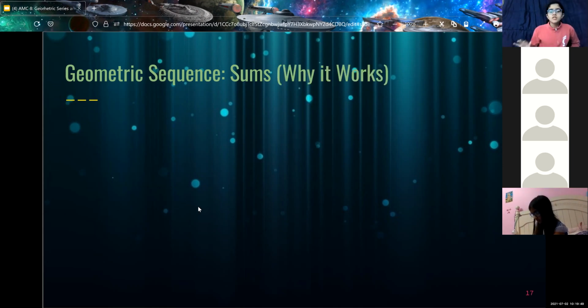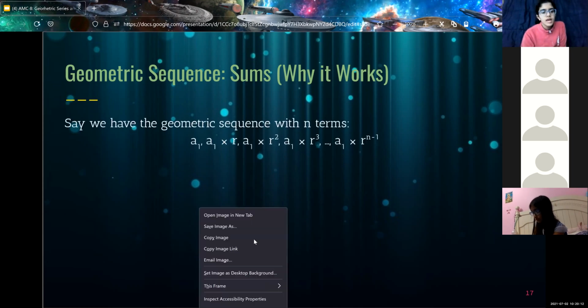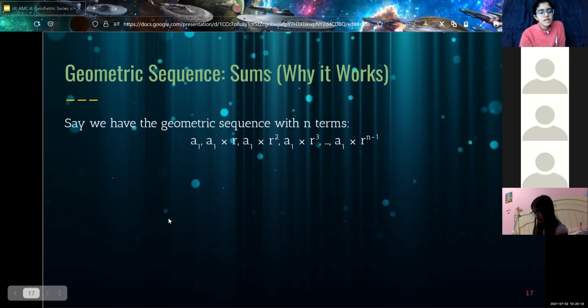So we're just going to quickly go over why it works, just so you will understand how to get the equation. I obviously do not expect you to remember how we get the equation, but I do expect you to remember what the equation is, or some of the logic behind it. So when you're doing a problem that requires the sum, you will know how to solve it. Okay, so say we have a geometric sequence with n terms.